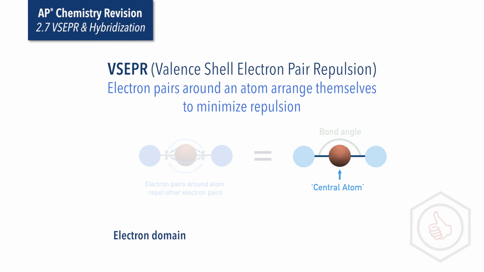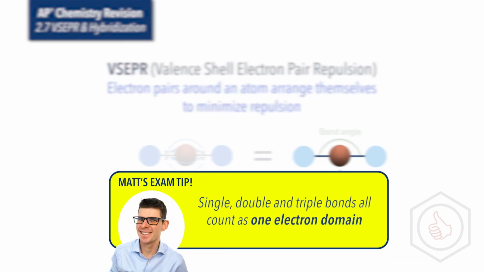A single, double or triple bond or lone pair each counts as one domain. This number tells you the electron domain geometry. Exam tip here: single, double and triple bonds all count as one domain.